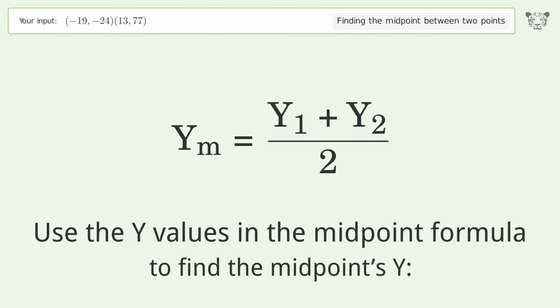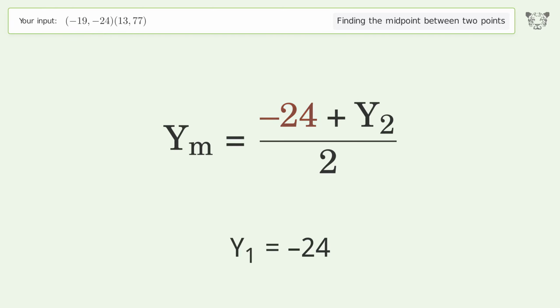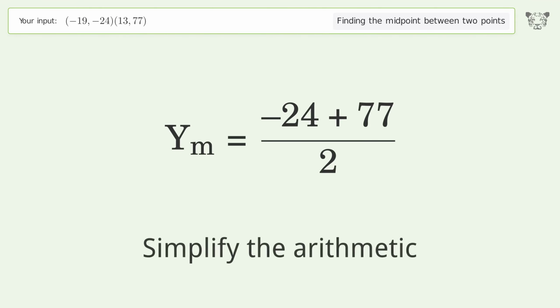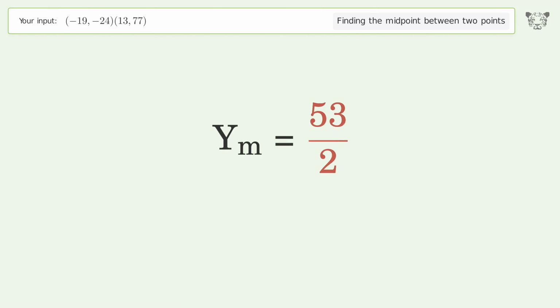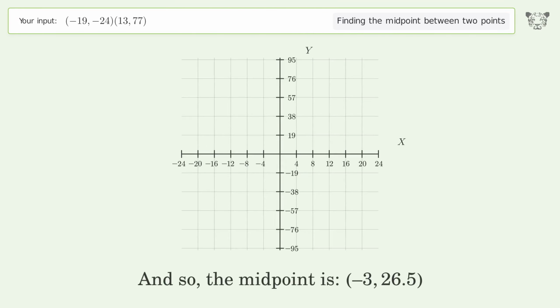Use the y values in the midpoint formula to find the midpoint's y. y1 equals -24. y2 equals 77. Simplify the arithmetic. And so, the midpoint is -3, 26.5.